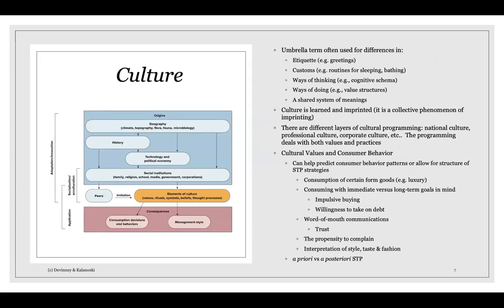Now, the second thing that we talked about was culture, and culture is a very vague notion, even though there are definitions of it which are mostly methodological rather than meaningful. So you have general concepts of culture, and then you have very specific types of measurement, and these two things don't match up very well. So generally speaking, culture ends up as an umbrella term that addresses issues of things like etiquette, customs, ways of thinking, ways of doing, and shared systems of meanings amongst groups of individuals.